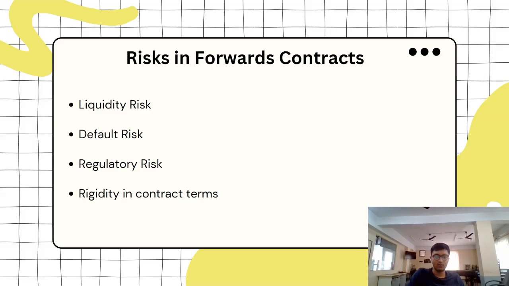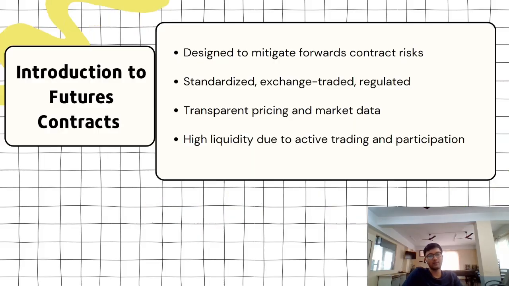But in case of a futures contract, everything is real time. If the price of the asset moves, my contract price will move with it. So there's no rigidity, whereas forward contracts are rigid. It's designed to mitigate forward contract risk. It's about futures contracts, and they're standardized, transparent, and highly liquid.